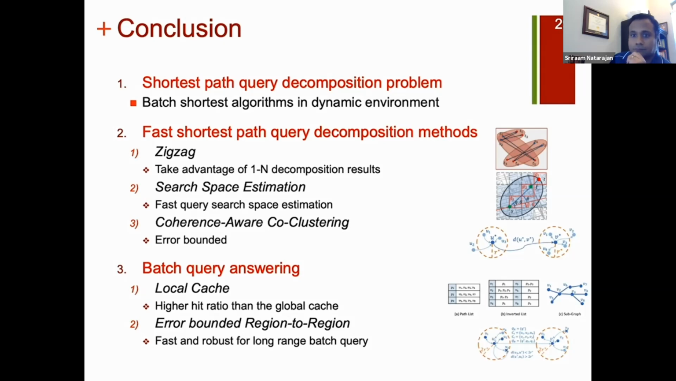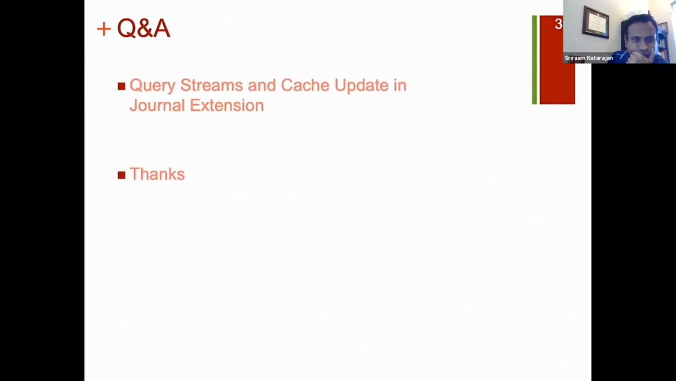Then we propose two batch query answering methods. The first one, local cache, has a higher hit ratio than the global cache. And also the error bound region to region approximation method is really fast and robust for very long-range batch queries. In the general extension of this work, we will also cope with the scenario of query streams and also how to update the cache. Okay, thank you.